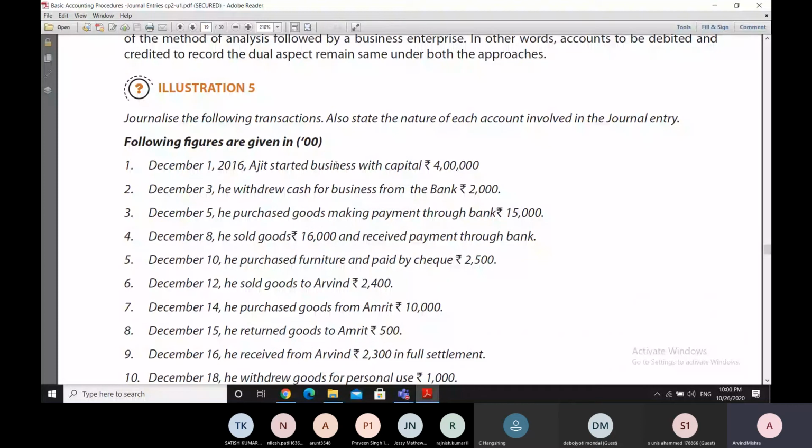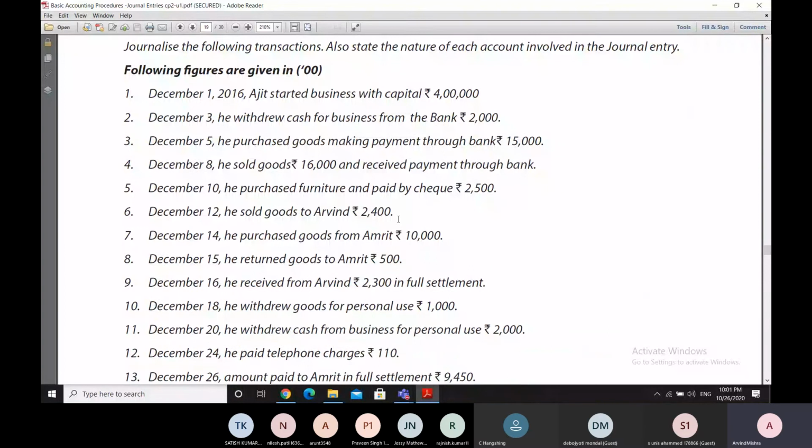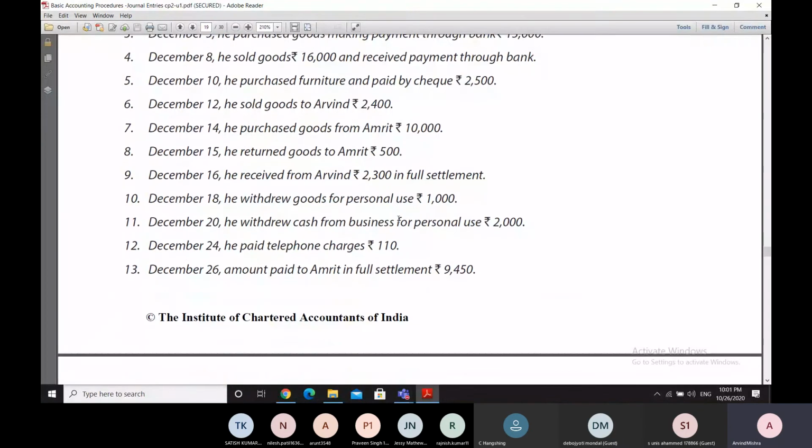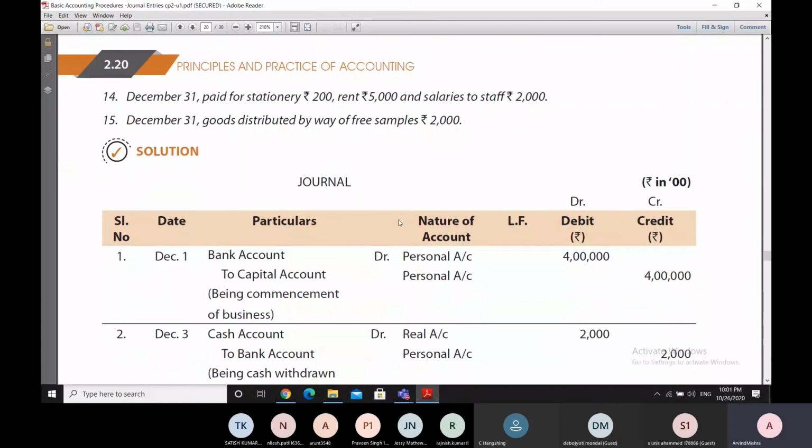So with that, we come to an illustration, and in the illustration, as you can see, the date is also mentioned here. Ajit started business with the capital 4 lakh. Virtually, they are all exactly the same as we have seen earlier. So instead of repeating them, we would like them to be done in form of an exercise by you all. You can, of course, look at the solution also.